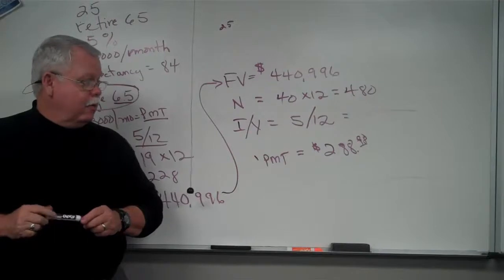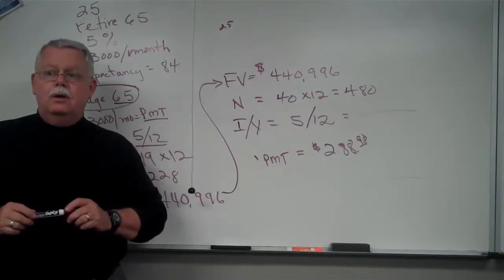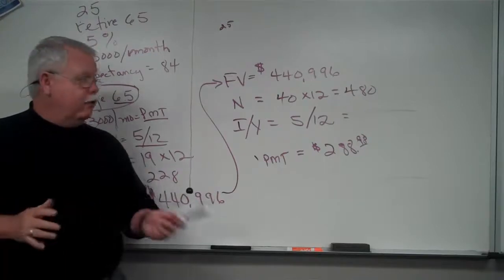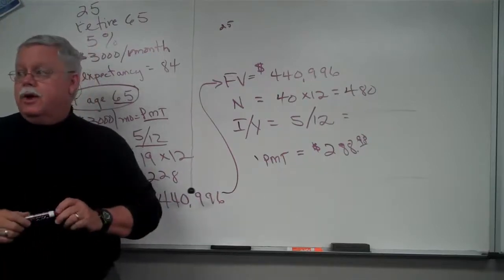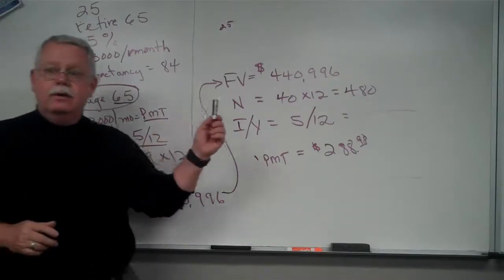Anybody else confirm a number somewhere close to $288 a month? $285.98. $285, I got $288. Roundabout, I'd say put $300 a month in from now till you're 65 and you'll be okay.